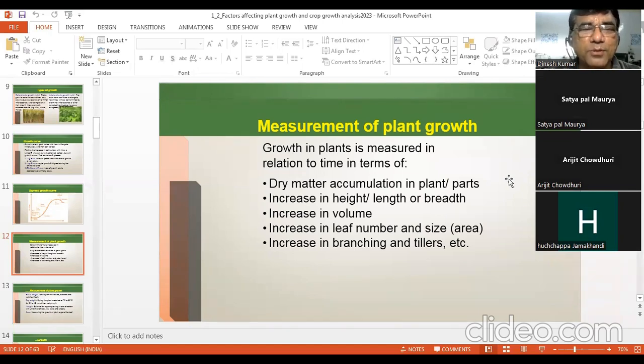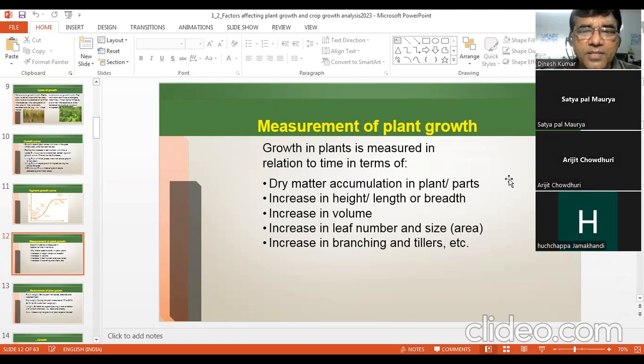Increase in height, length, or breadth. So definitely when plants are growing, they may increase in height, they may increase in length or breadth. Increase in volume is also there, because if they are increasing in height or breadth, they will also increase in volume simultaneously. Increase in leaf number: most plants start with leaf 1, leaf 2, leaf 3, leaf 4, and they can have many leaves. And then size also increases. Initially the leaf is small, then it increases in size. It can be measured by leaf area index.